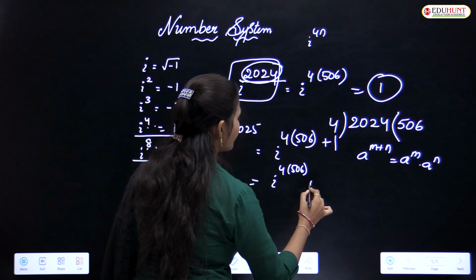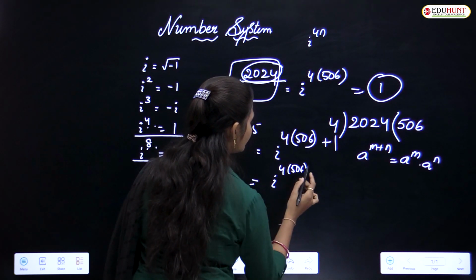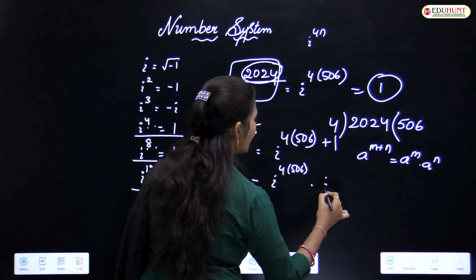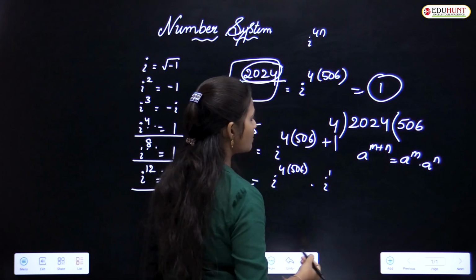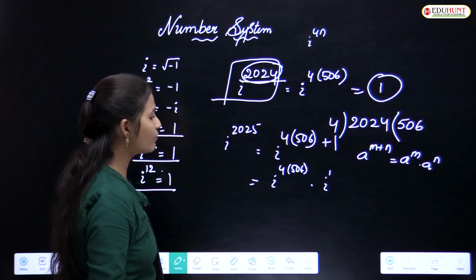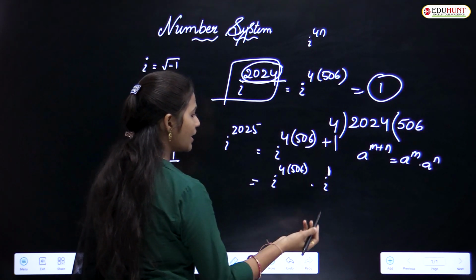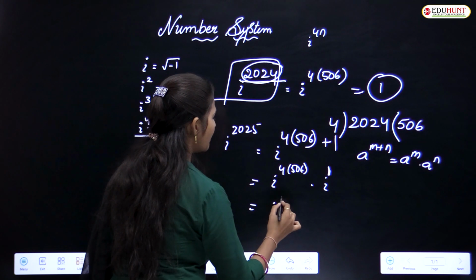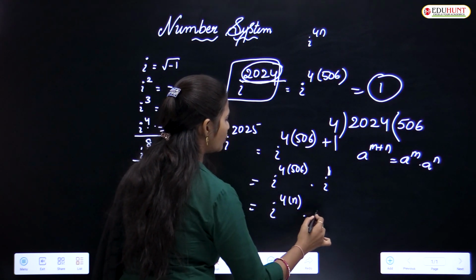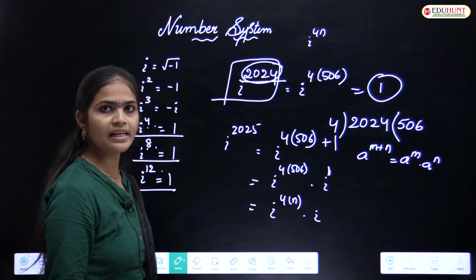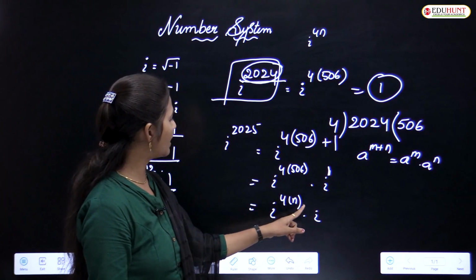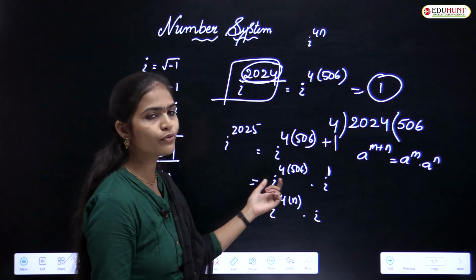So plus, into i power 1 is there, no? 1 is there means we can write it as i power 1 also. i power 1 is nothing but i only. So i power 4n into i. Shall we write like that? Why? Because again it is 4n plus 1, i power 1 is there, means 4n plus 1.